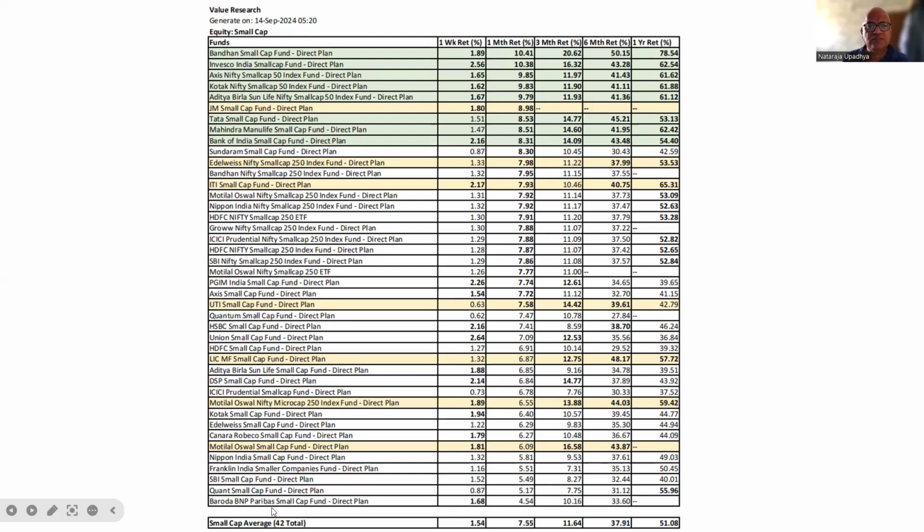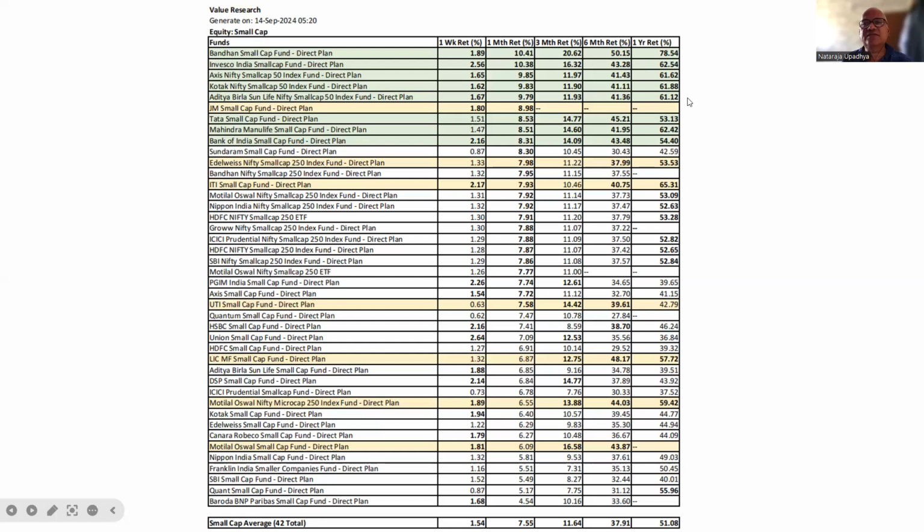Small cap funds, there are 42 small cap funds to choose from. They gave 1.54% for the week, 7.55% for the month, 11.64 for the 3 months, 37.91% for 6 months, very impressive, 51.08% for the year. So last 6 months, they have been doing much better than previous 6 months. The one in green, Bandhan Small Cap Fund, 78.54% for the year. Invesco India Small Cap Fund, 62.54%.